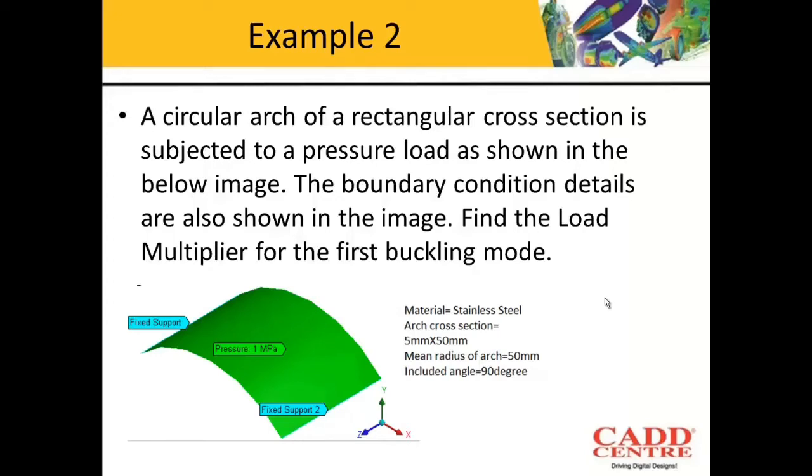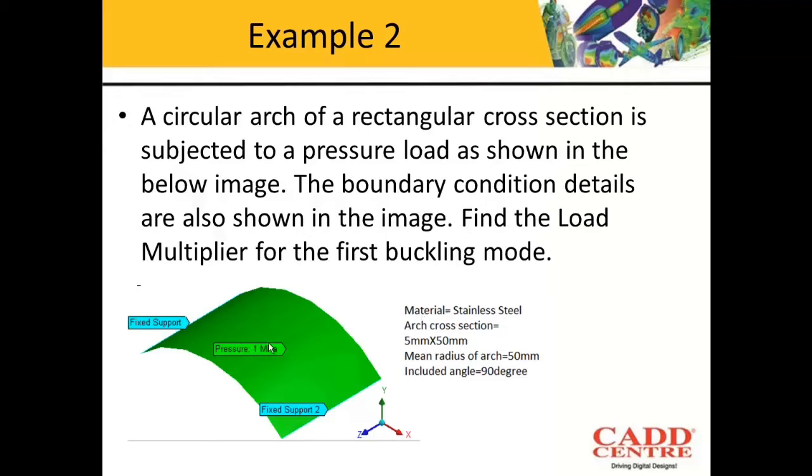Now let us look at the second example in the buckling analysis. We have a circular arc of rectangular cross section and it is subjected to a pressure load as shown in the figure. So the pressure getting applied on this face is 1 megapascal. The boundary conditions are also given over here. Both the edges over here are fixed support. Okay, and now we have to find out the load multiplier for the first buckling mode.